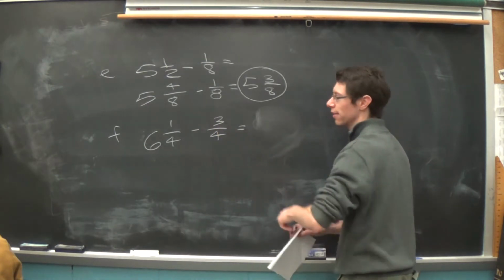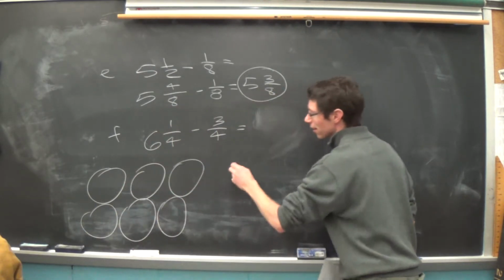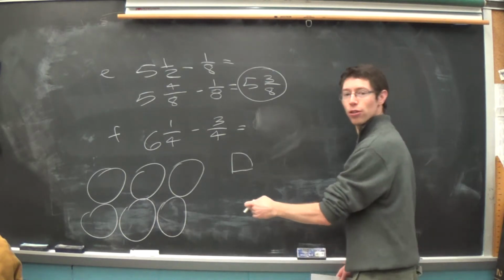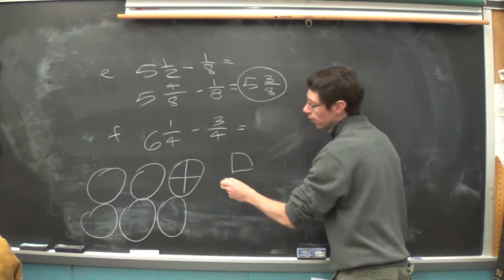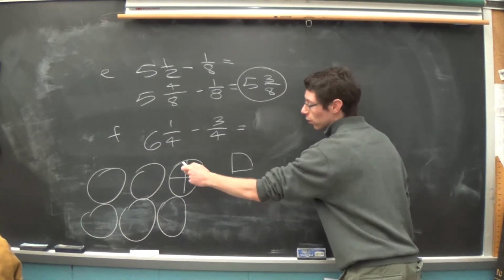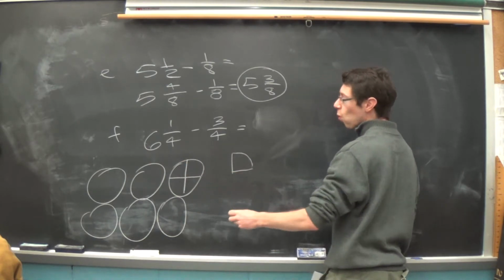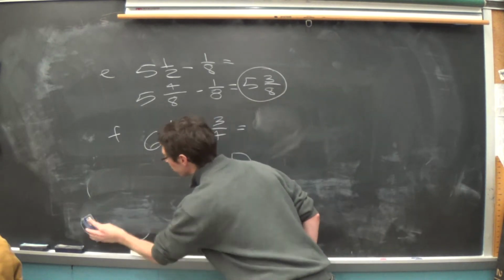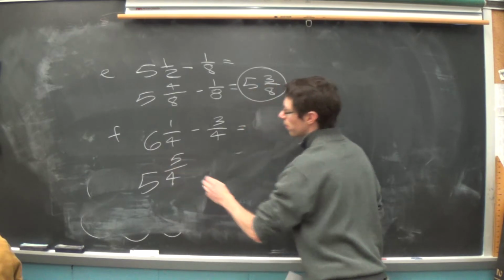6 1/4. Let's pretend those are pizzas. 1, 2, 3, 4, 5, 6. And right there's my fourth. I'm going to borrow from one of the wholes. I'm going to cut this whole pizza into fourths. So now it's like I have 1, 2, 3, 4, 5 wholes and 1, 2, 3, 4, 5 parts. So 6 1/4 is the same quantity as 5 5/4.